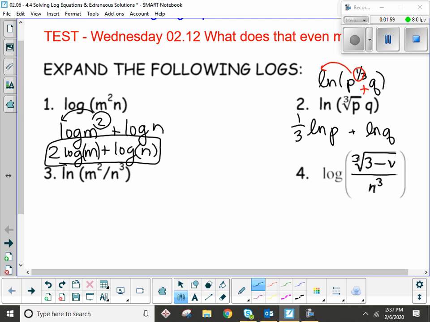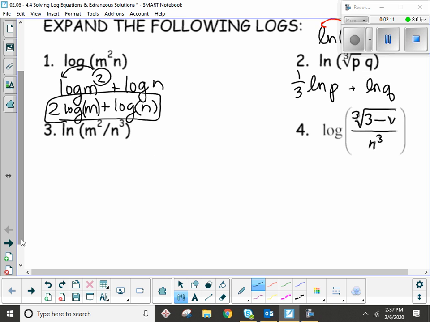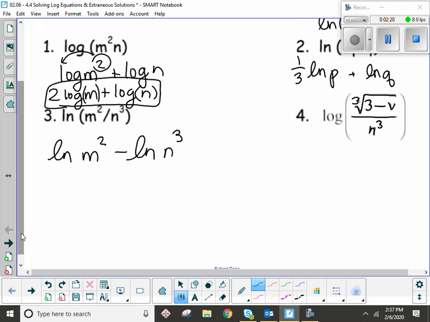What's the difference on number 3? It's division. So when we break it up, we use which operation? Subtraction, right? So it becomes natural log of m squared minus natural log of n cubed. And then what am I going to do with the 2 and the 3? Bring it out front, right? That's our power property. Take it, bring it out front. So the first term is 2 natural log m, and the second term is 3 natural log of n.